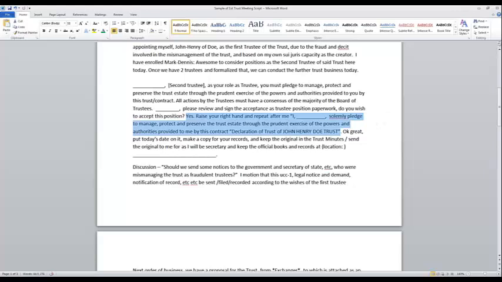I solemnly pledge to manage, protect, and preserve the trust estate through the prudent exercise of powers and authorities provided to me by this contract, Declaration of Trust, John Henry Doe Trust. Let me see what you guys think. Do you guys think that it's mandatory to do that? I have my opinion about that.